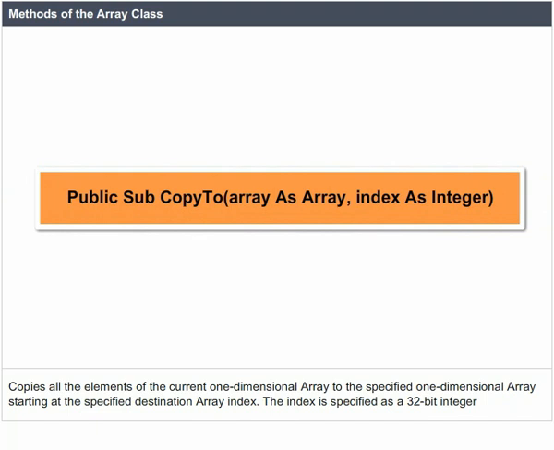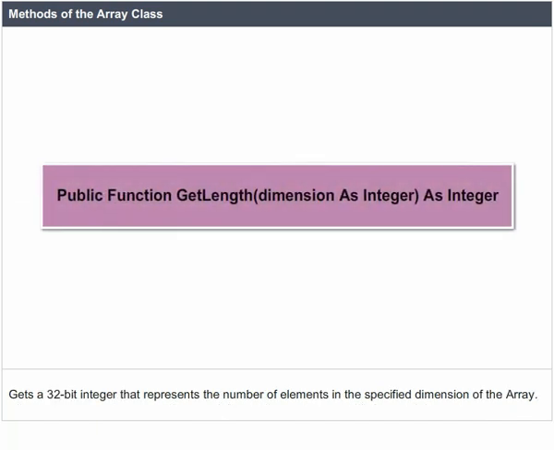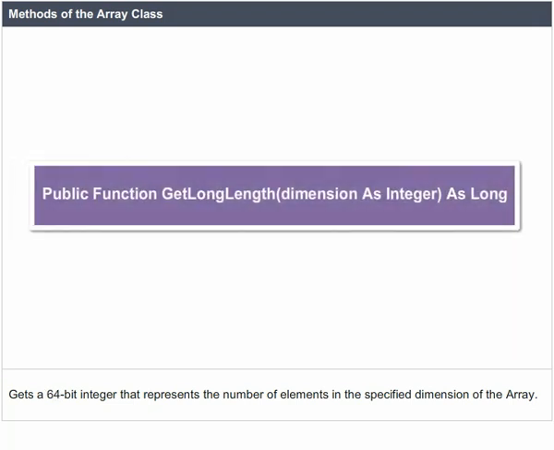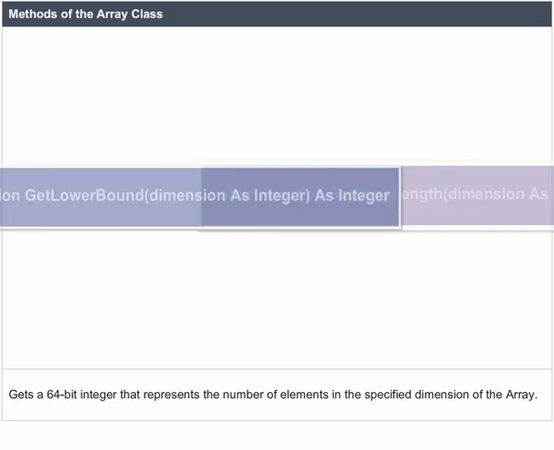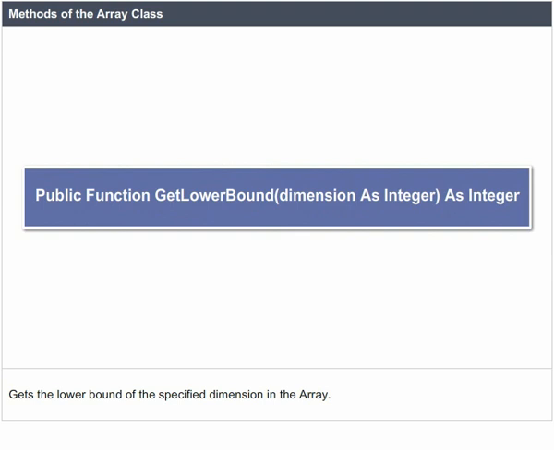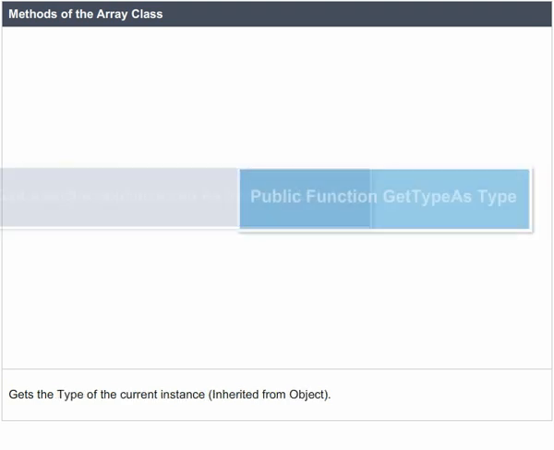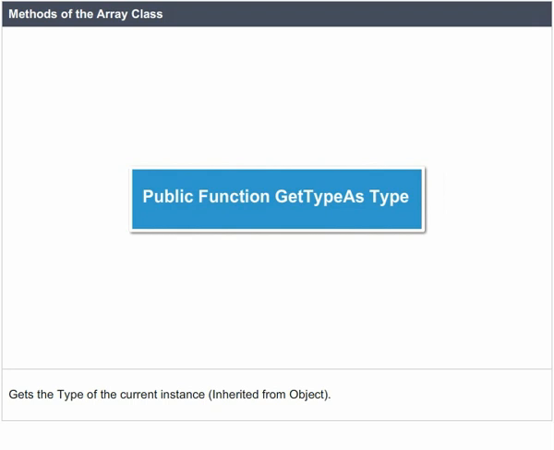Gets a 32-bit integer that represents the number of elements in the specified dimension of the array. Gets a 64-bit integer that represents the number of elements in the specified dimension of the array. Gets the lower bound of the specified dimension in the array. Gets the type of the current instance, inherited from Object.